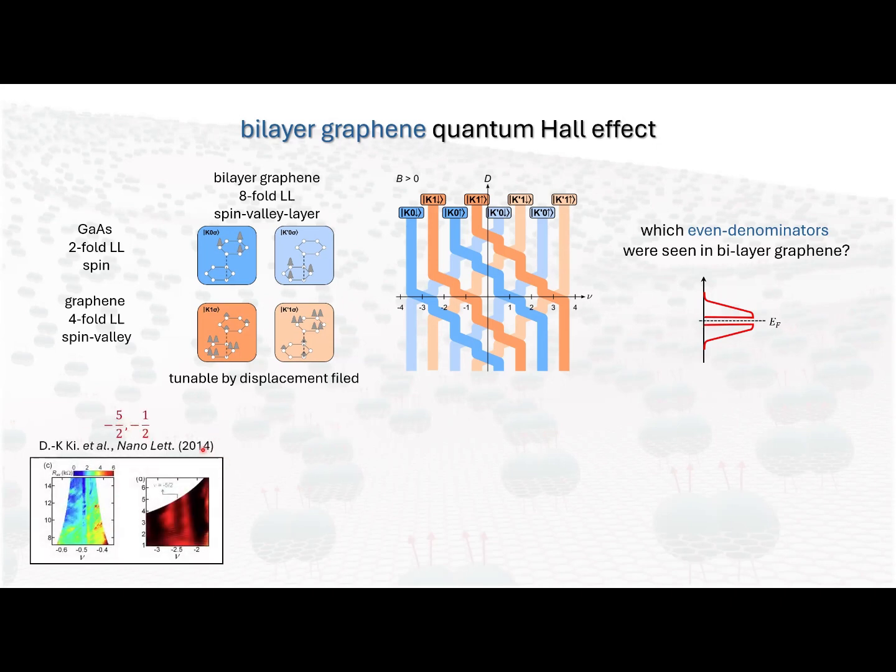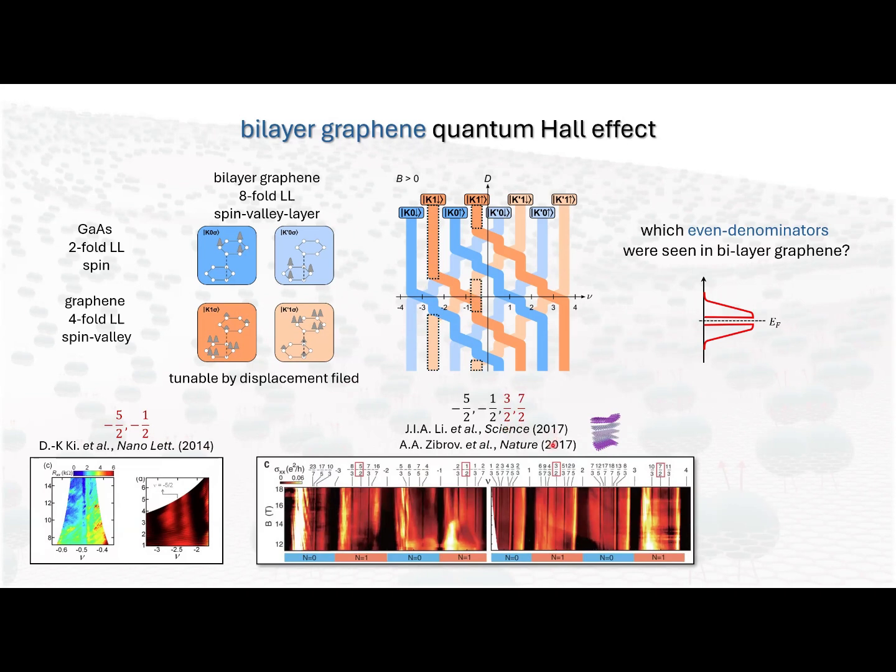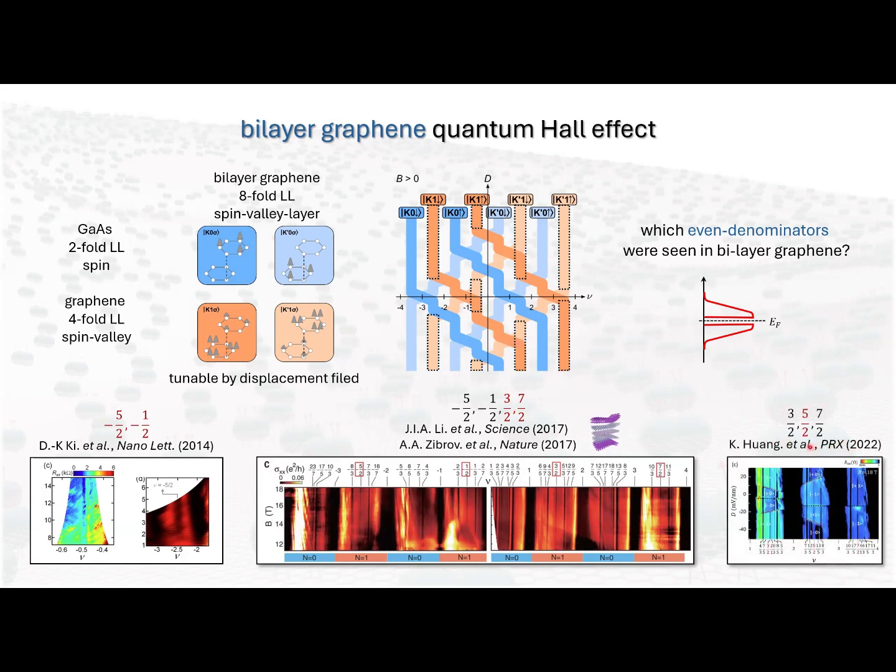So the first study, as I mentioned, was done in 2014 by Morfugo's group, and they saw -5/2 and -1/2. You can see I put dotted boxes on these places where they saw the even denominator. In 2017, Corey and Andrea saw the additional 3/2 and 7/2. You can see these additional places. And in 2022, Junzu's group saw the 5/2, this even denominator. And this is basically all the even denominators that were seen up to 2022.